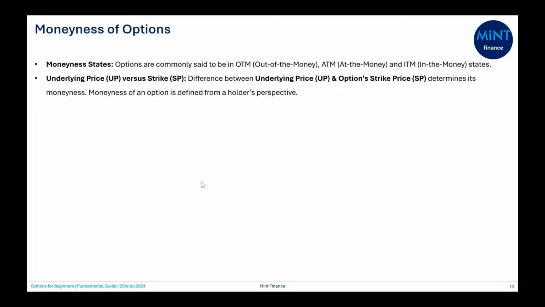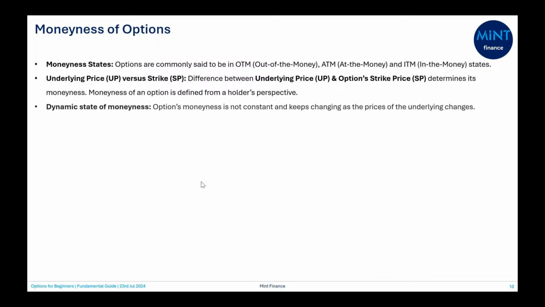Also keep in mind, moneyness of an option is defined from a holder's perspective. When someone tells you that this is a deep in the money option, it is deep in the money for the buyer, for the holder of the option. By the same token, it's deep out of the money, so to speak, from a seller's perspective. So when you refer to it in the news or in whatever journals you might read, moneyness of an option is defined from a holder's perspective.